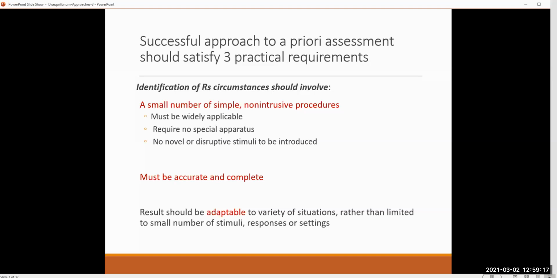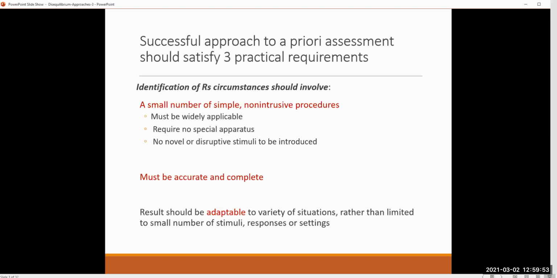At the same time, we want our reinforcer assessments to be accurate and complete. Well, that makes sense. If I'm going to use them, they should be accurate, and they should be relatively complete in that they maintain for the setting circumstances in which the organism is going to work. And the result of these reinforcer assessments should be a reinforcer assessment that's adaptable to a variety of situations rather than limited to a small number of stimuli, responses, or settings. So hopefully I come up with a reinforcer assessment that goes across settings as well as within a setting, or at least related settings.